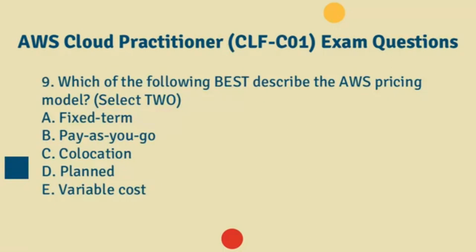9. Which of the following best describe the AWS pricing model? Select 2. A. Fixed term. B. Pay as you go. C. Colocation. D. Planned. E. Variable cost.